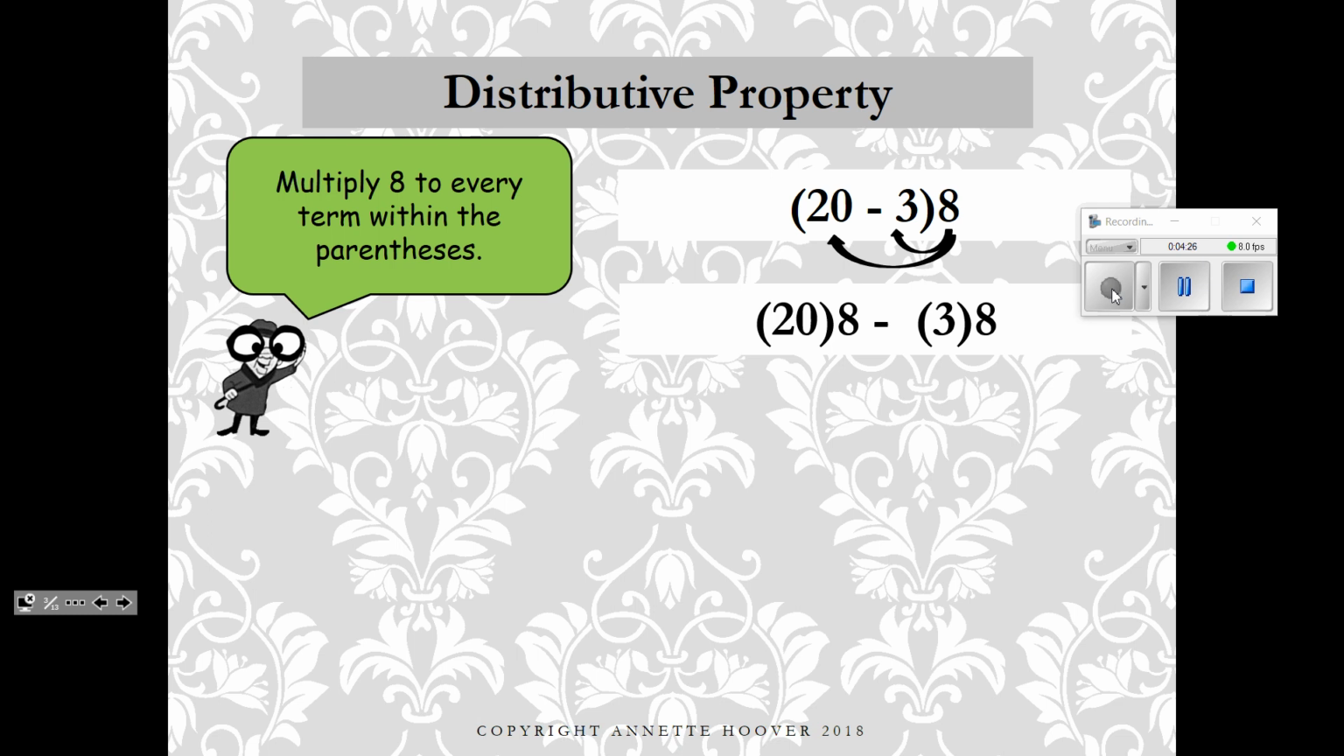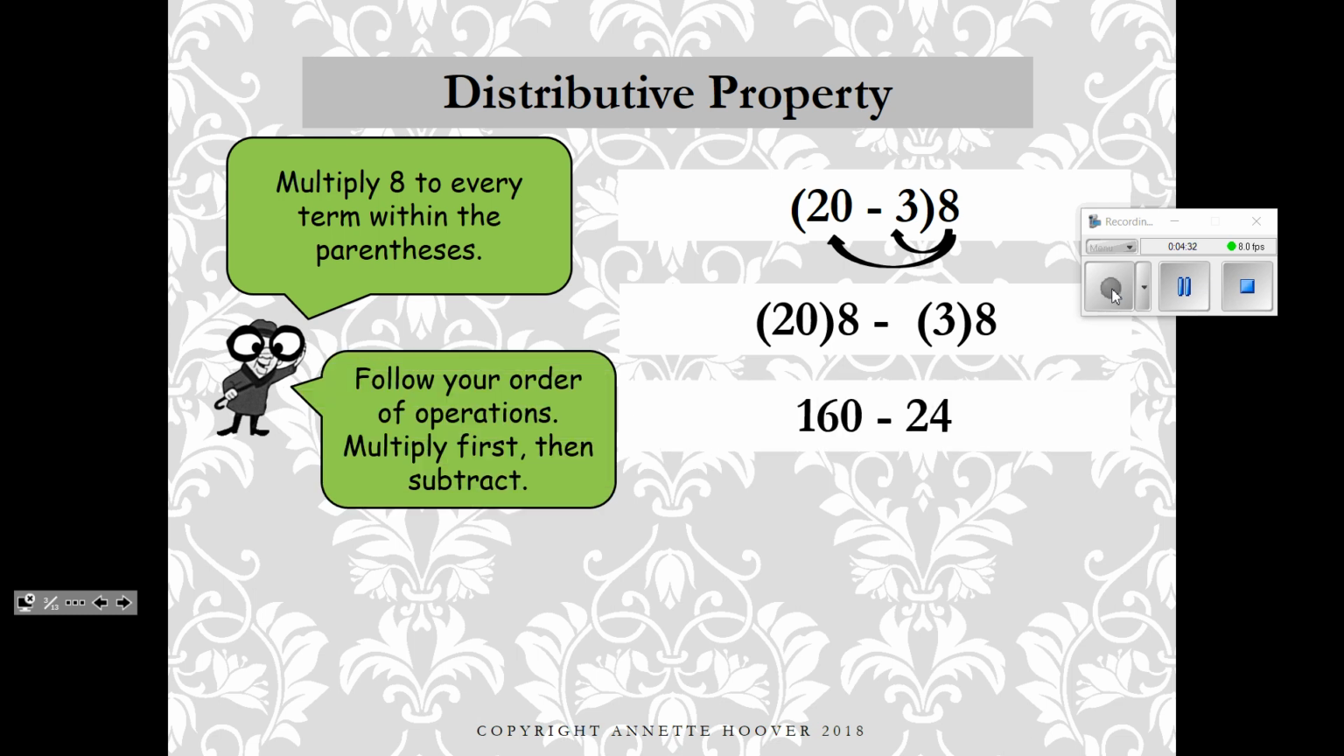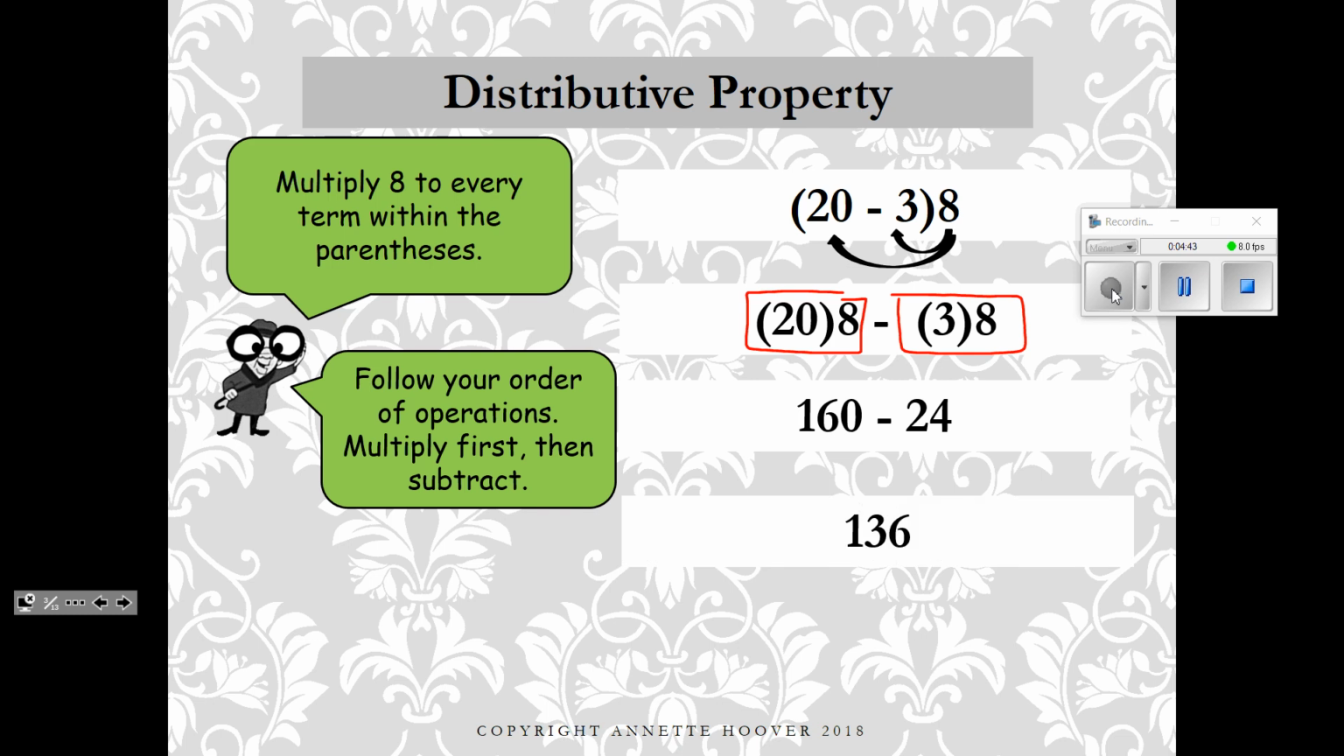Now 20 times 8 is 160. And we're going to subtract 8 times 3, which is 24, because we always do the multiplication next, because we do have to follow our order of operations. Multiplication comes before subtraction. Then we subtract, and we get 136.